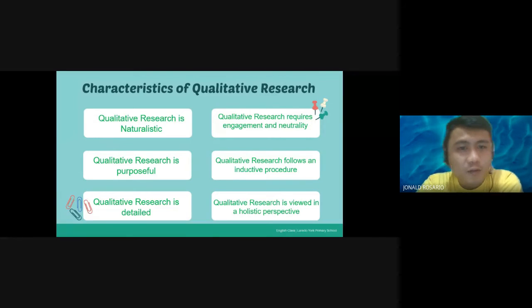Sulat po yan sa inyong mga notebooks. The first one, qualitative research is naturalistic. Qualitative research is purposeful. Qualitative research is detailed. Qualitative research requires engagement and neutrality. Qualitative research follows an inductive procedure. And qualitative research is viewed in a holistic perspective.